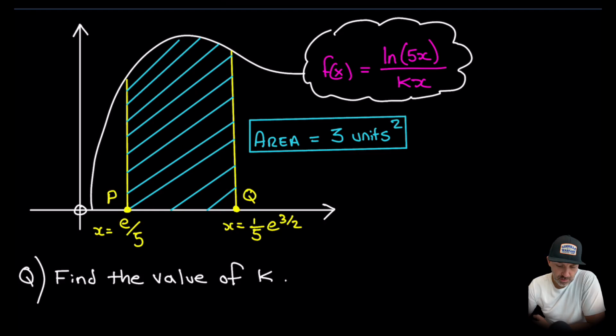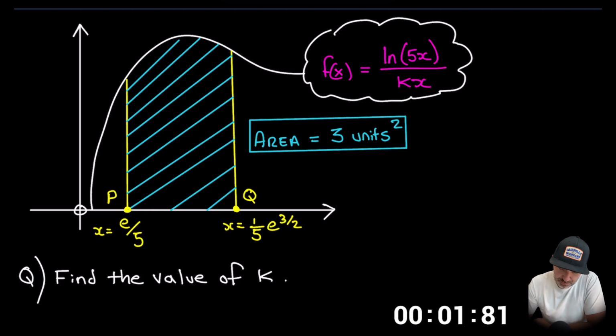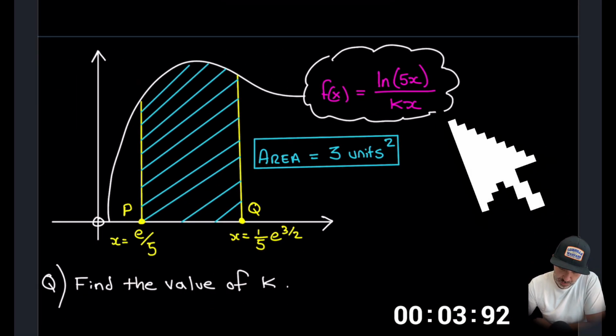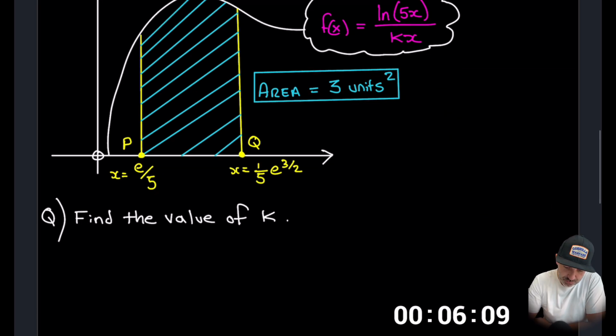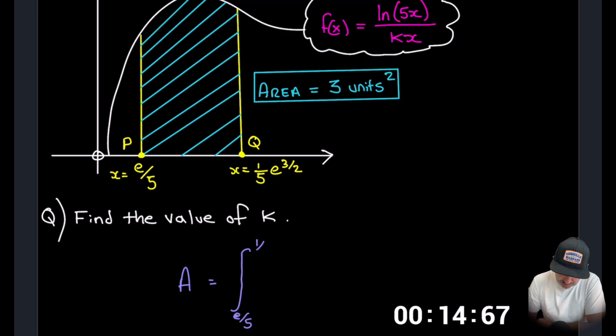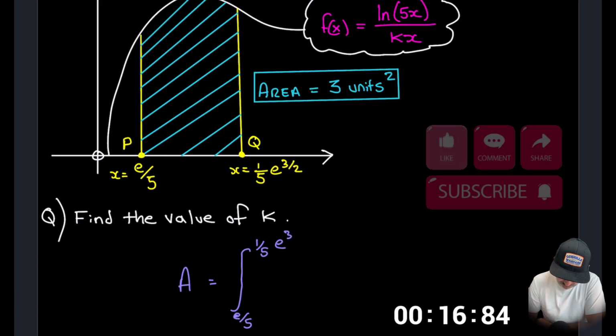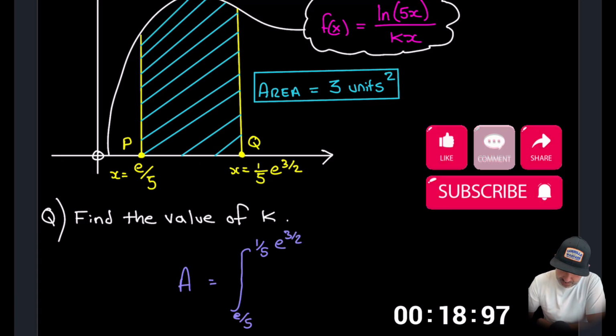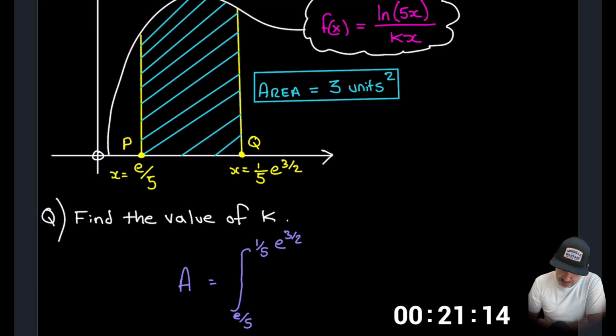Okay, start the clock. We have this area of 3 units, and we have our function here, which we'll need to integrate. Let's just set up the question so we can see what's happening here. In order to do this, we would have to have the lower limit here, e over 5, and then the upper limit here, 1/5 e to the 3 over 2. Now those will likely change when we start this question because we'll need to make a substitution for u.